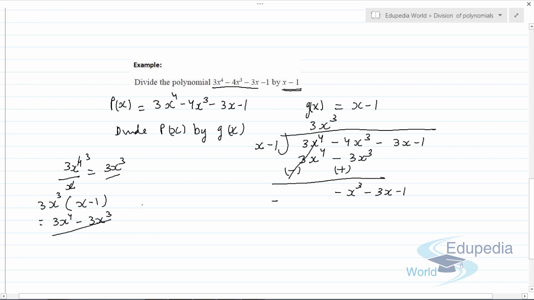Then we follow the same step. Now what we do is, we divide minus x cube by x. What we get is minus x square. Then we multiply minus x square with x minus 1. What we'll get is minus x cube plus x square. So we write the quotient over here. The quotient is minus x square. The equation is minus x cube plus x square.